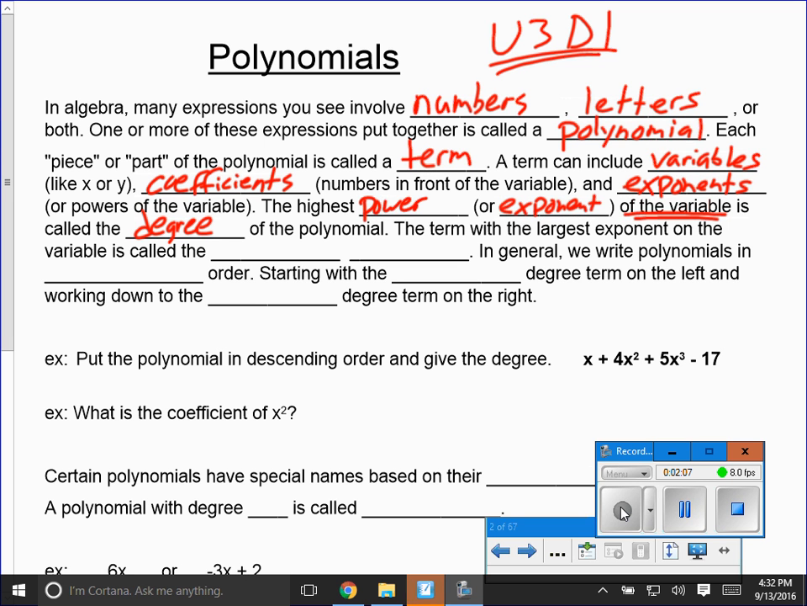So when we look through a polynomial, it might have a whole bunch of terms. The one that has the largest exponent, that's called the leading term. The reason it's called the leading term is because the way we usually write polynomials is in descending order. Right, which means we start with the highest degree term on the left and we work down in powers till we get to the lowest degree term on the right.